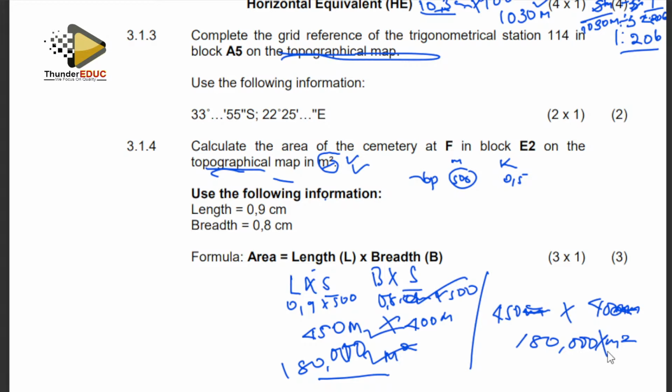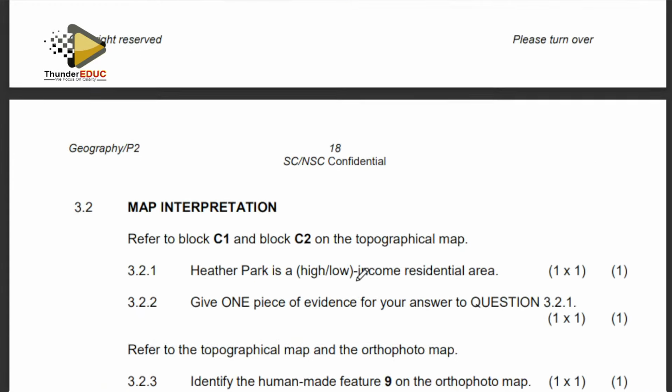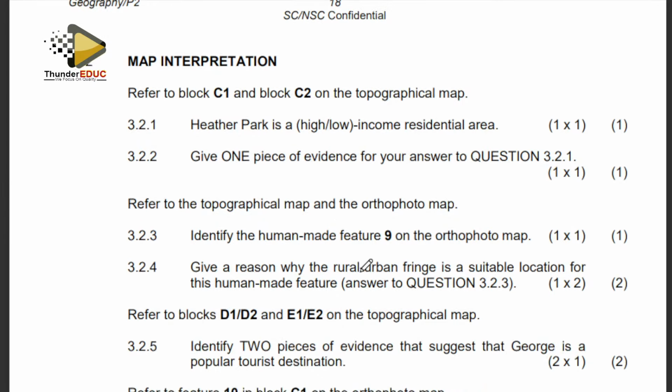The question is, where do you get this from? Yet it is not included here. So you must know that when I multiply meters by meters, I get meters squared. When I multiply this by this, I get this one. That is how you get all your full 4 marks. Please don't miss the units, because if you miss the units, you will miss the marks. Okay, I hope that is very clear, my people.